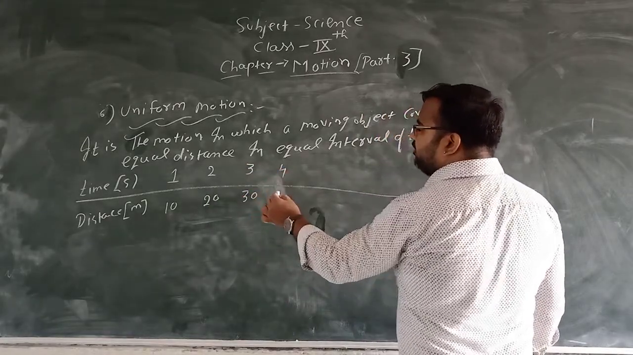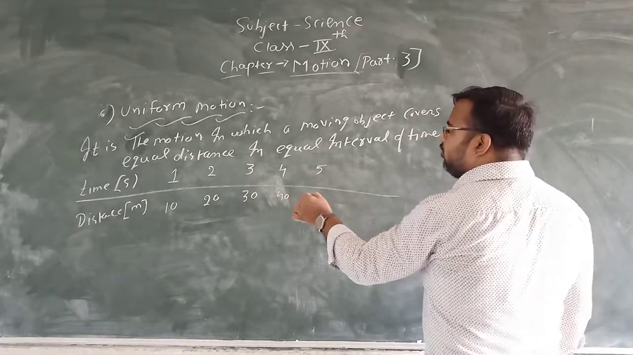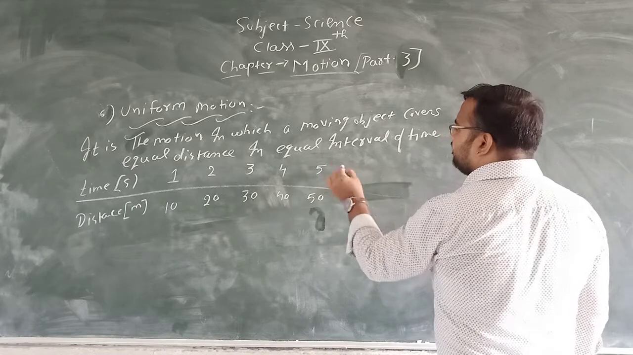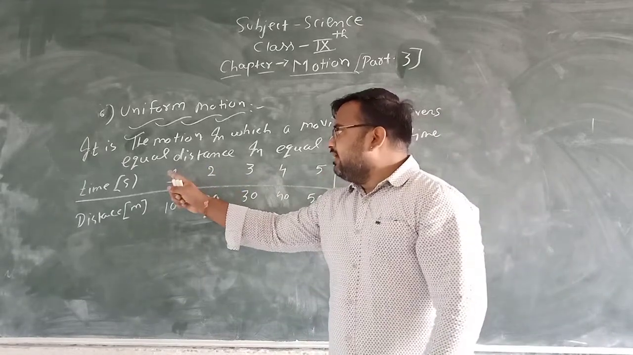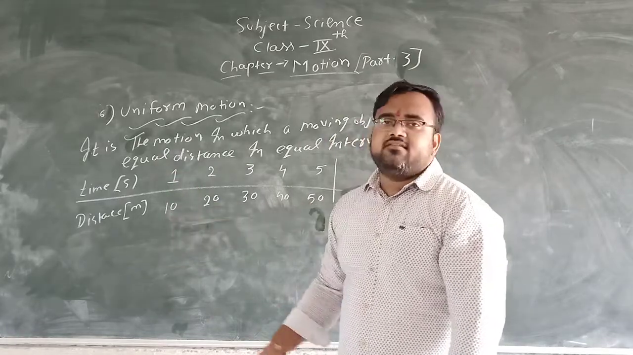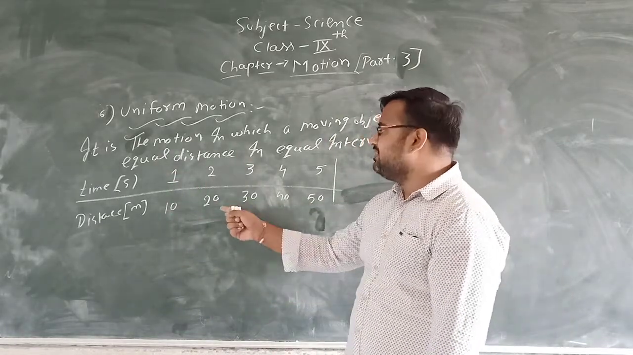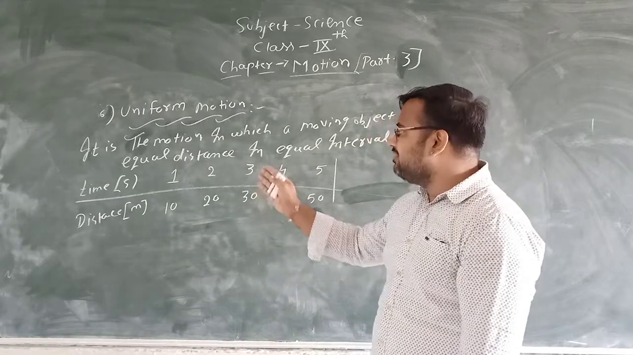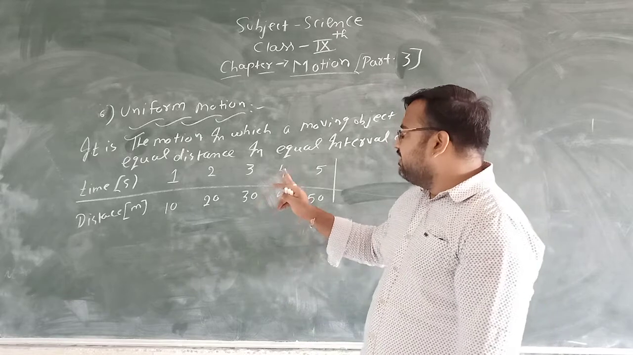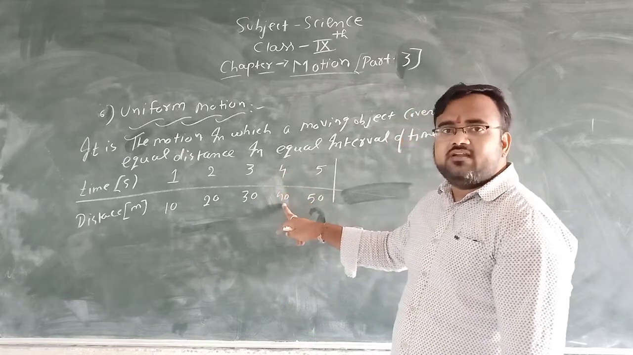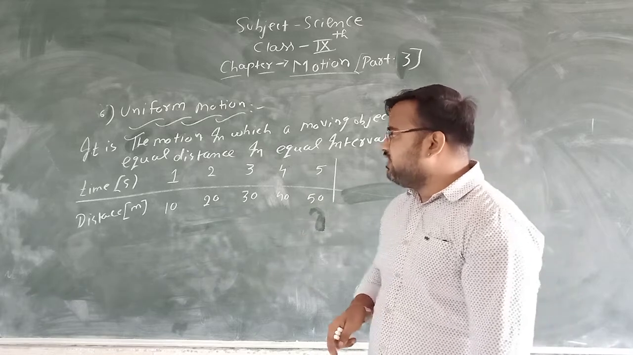In fourth second the object is moving 40 meter. And in fifth second the object is moving 50 meter. Okay. So in first second, if the object covers a distance of 10 meter, then in second, for example, the object is covered the distance 20 meter. In third second, object is covered the distance 30 meter. In fourth second, object is covered the distance 40 meter. And in fifth second, object is covered the distance 50 meter.